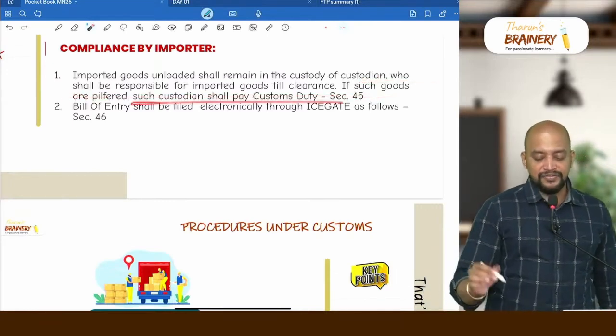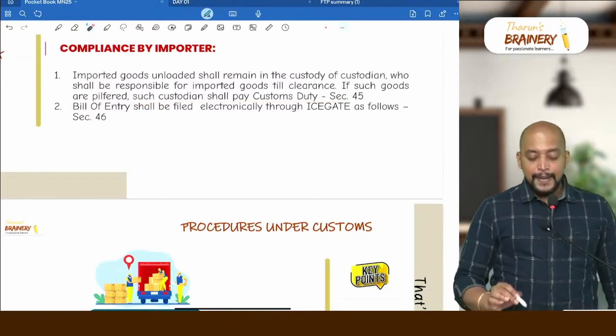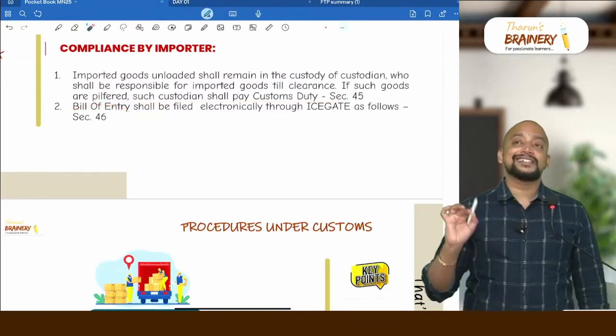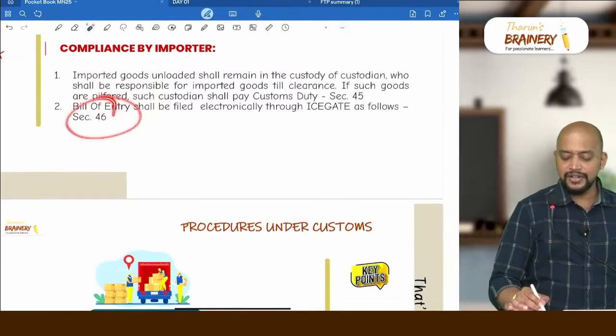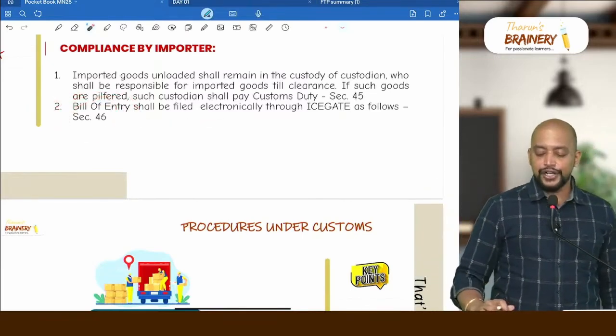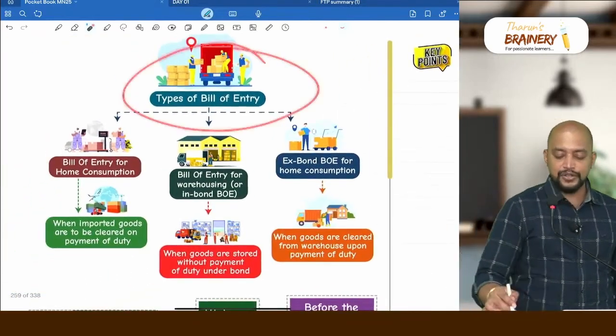If such goods are pilfered, the custodian shall pay. Already we know that. Bill of entry shall be filed. So this bill of entry section alone you remember, that is Section 46. Section 46 deals with bill of entry. Bill of entry shall be filed electronically through ICEGATE, and we have three types of bill of entry.